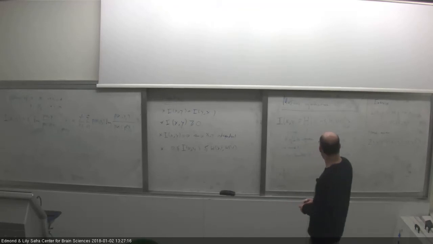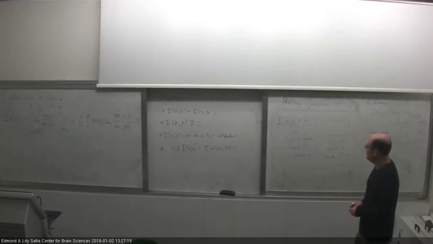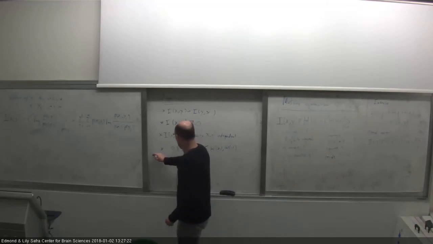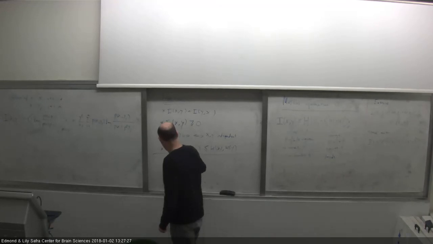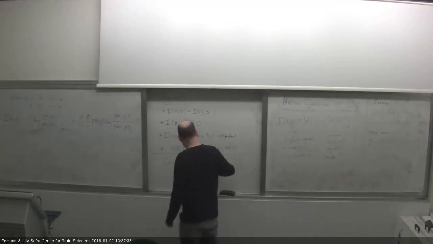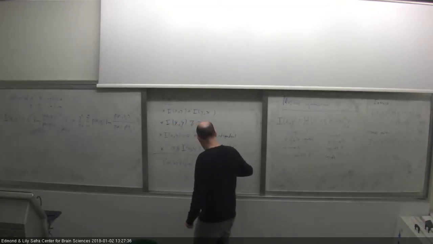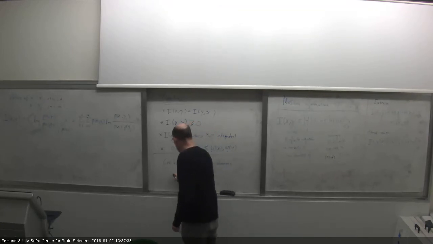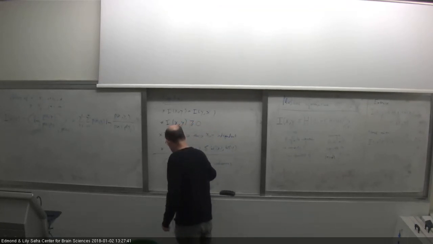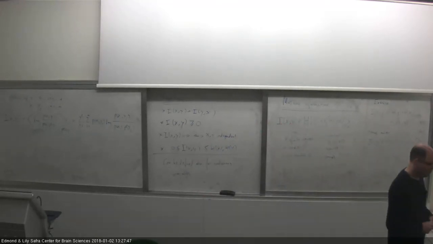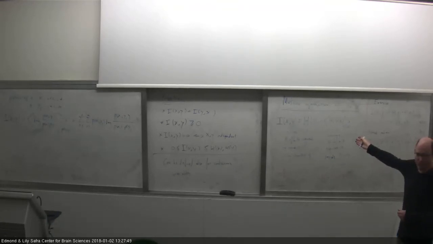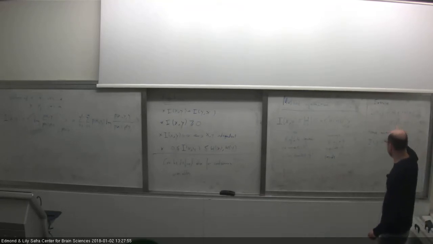Now, I want to make one more comment, which is that it can also be defined for continuous variables. How? By just replacing the Shannon entropies here by the differential entropies. So replacing each one of these by a differential entropy.